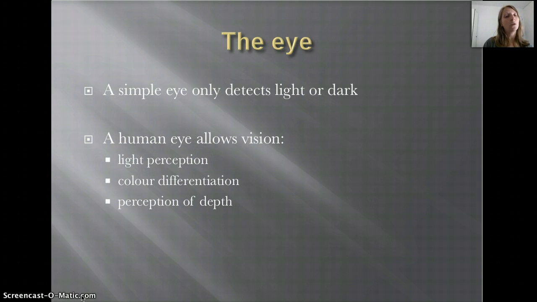A simple eye only detects light or dark. Next to light perception, a human eye also allows color differentiation and perception of depth.